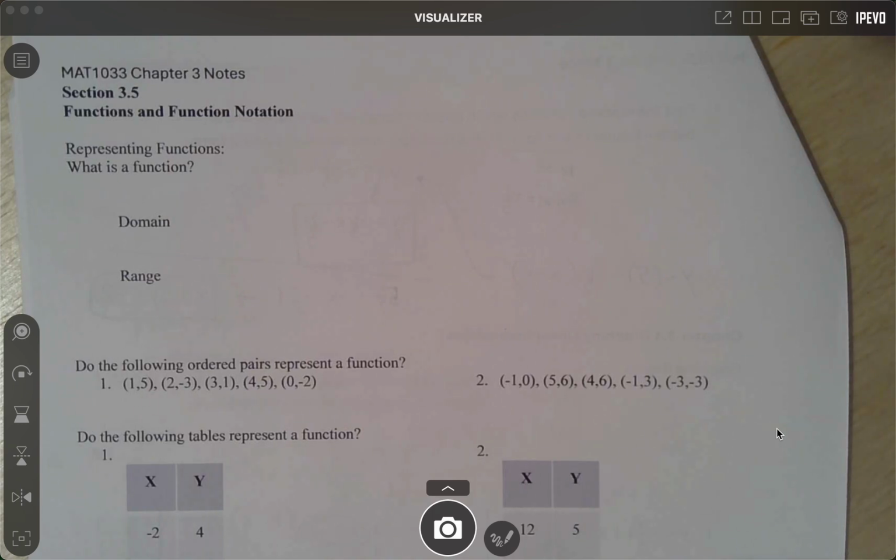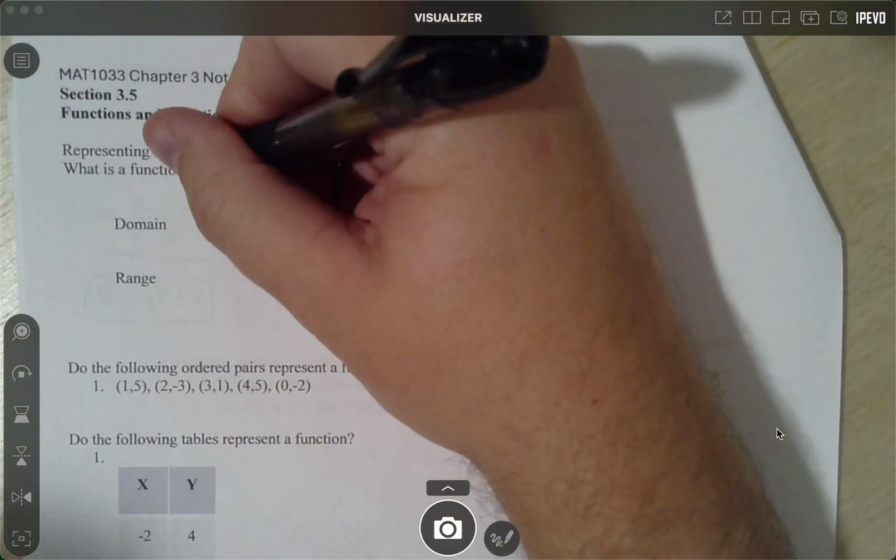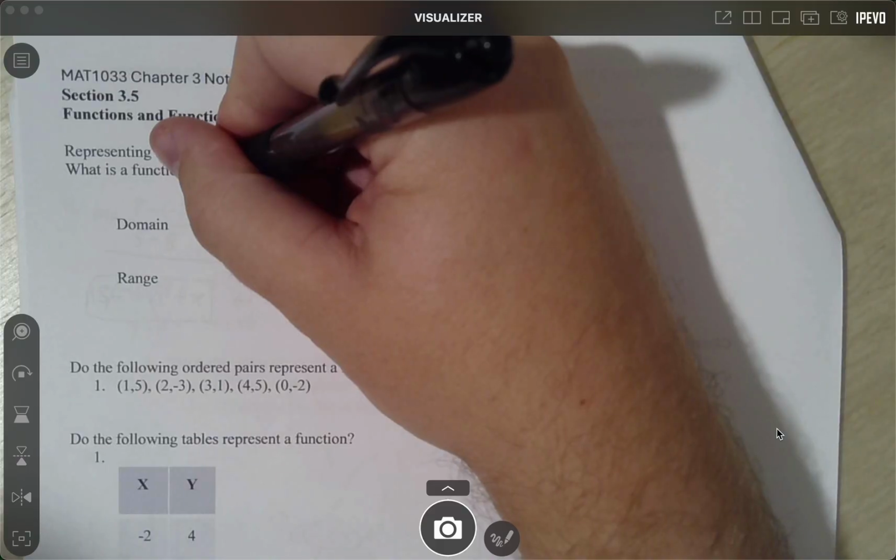Anyways, let's finish up 3.5. Again, this one's going to be pretty different. Here we go. What is a function? A function, I guess I would say this.